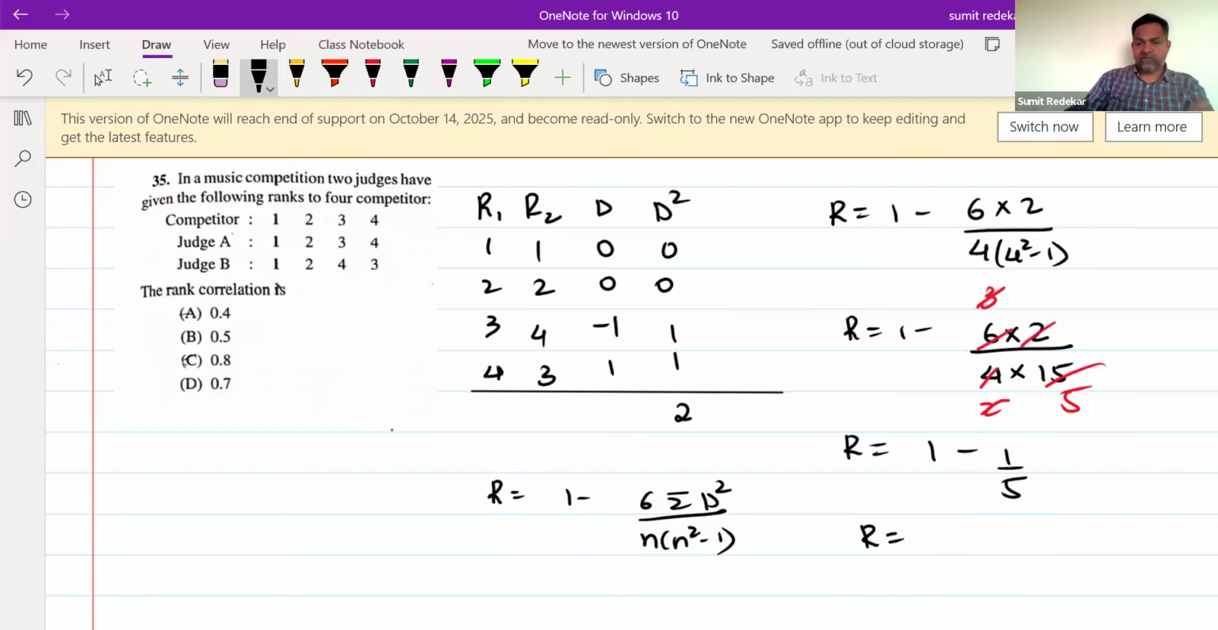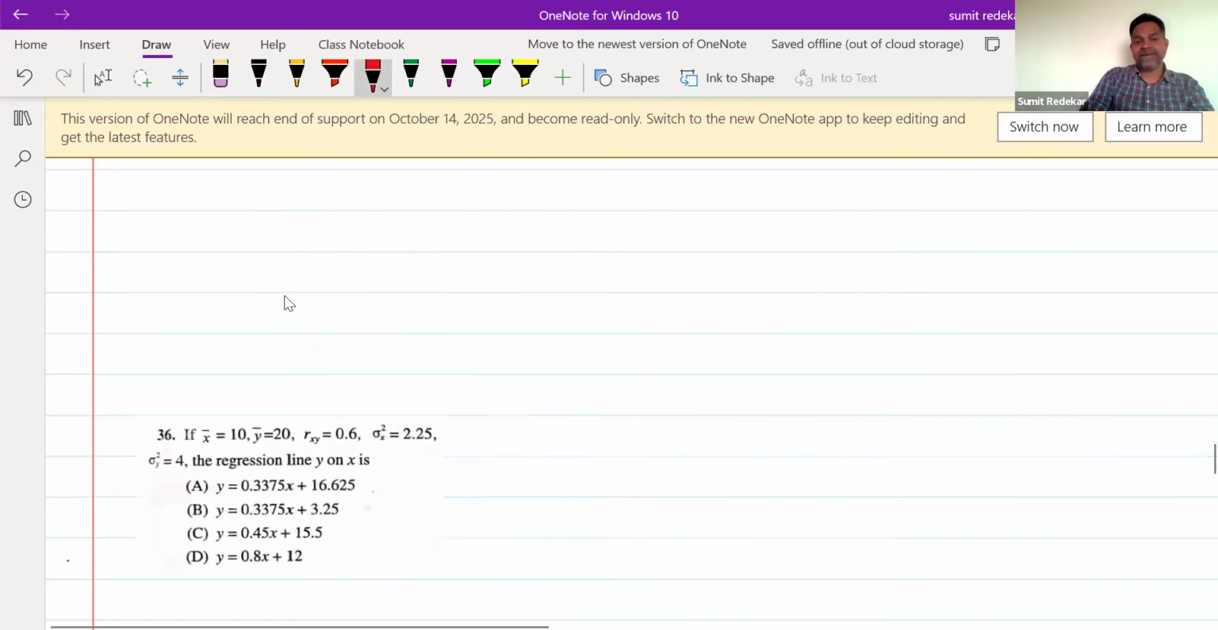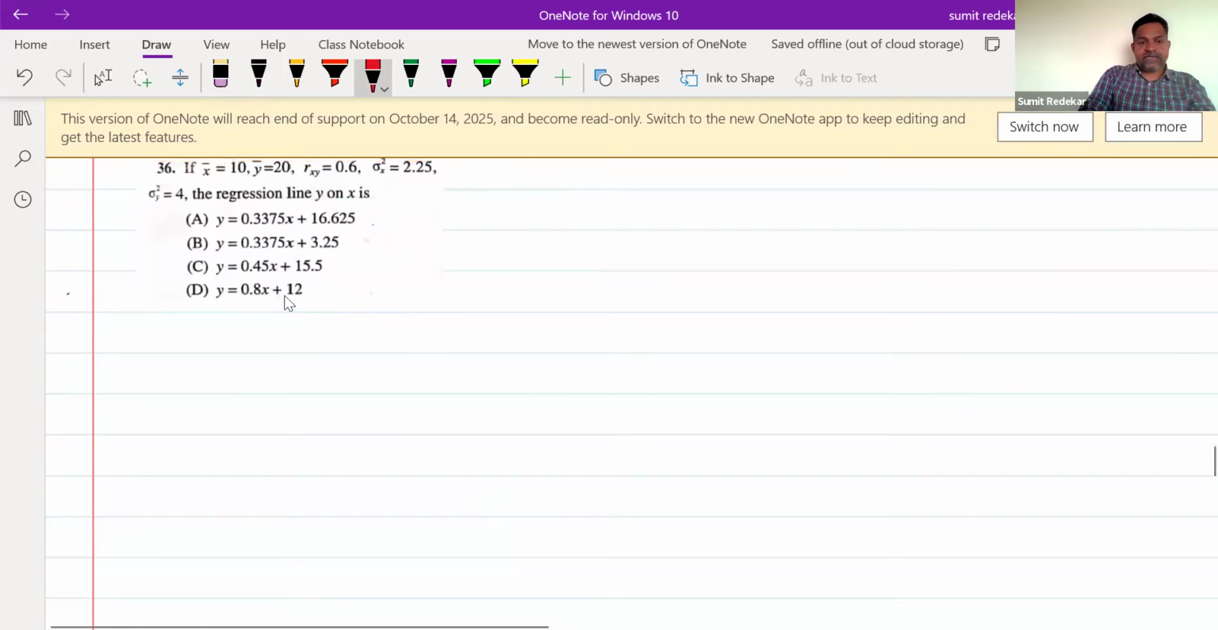According to me, the answer should be a positive correlation and a pretty strong positive correlation, which is a positive 0.8.